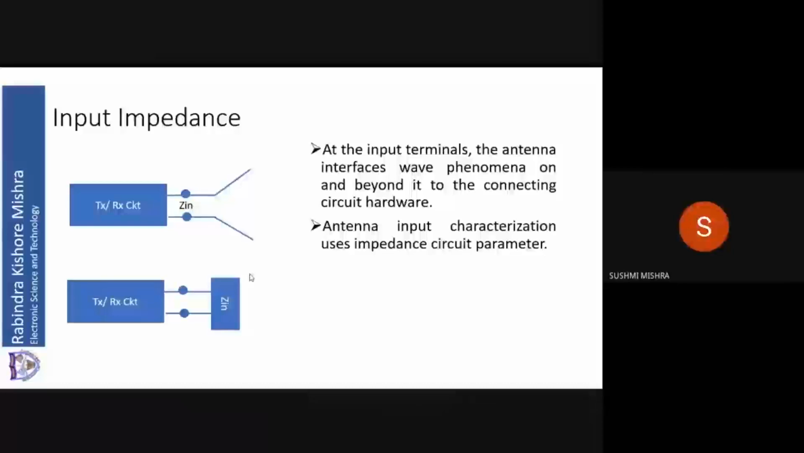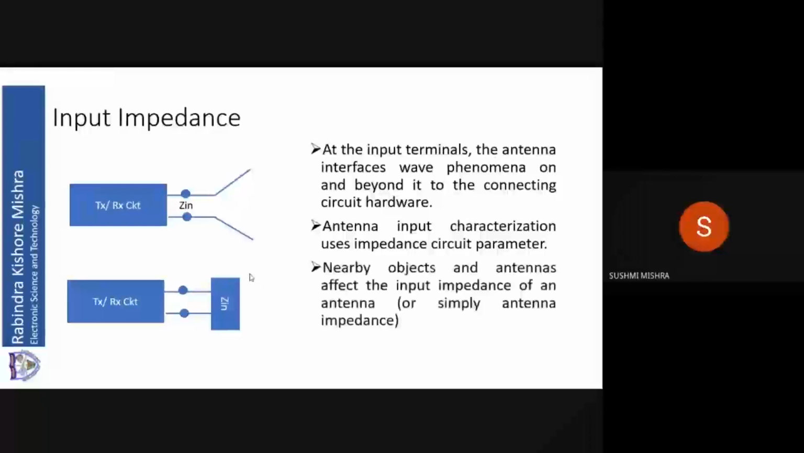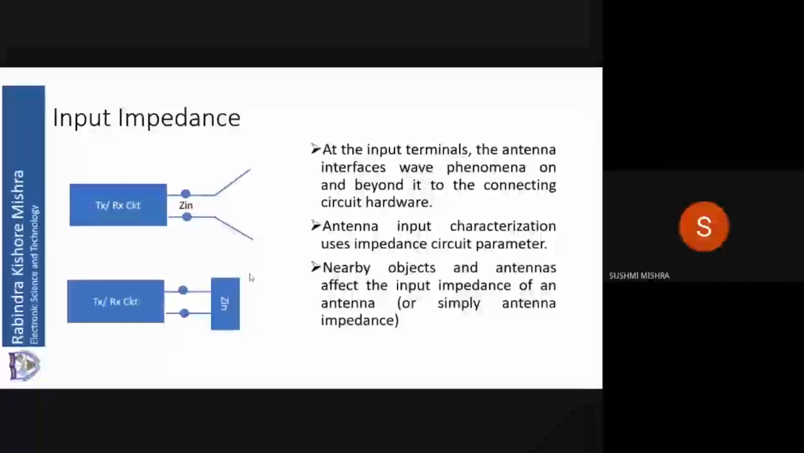So in place of antenna, this figure shows you that I am connecting Zin. Zin is the input impedance of the antenna that is connected to the circuit. So what is the advantage of this? You can design the circuit. You find out the input impedance of the antenna, then design the circuit, which is the source or receiver for the antenna. Their impedances must match. So if you know input impedance of the antenna, you can design the circuit.